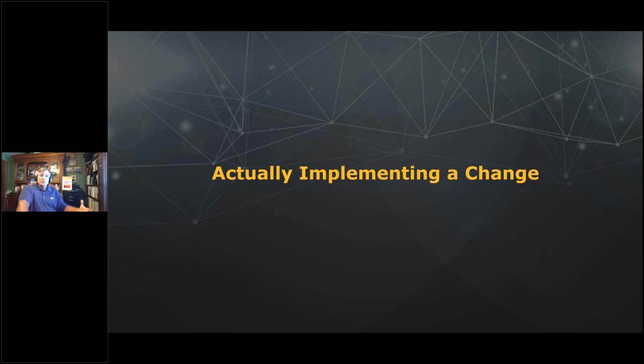Okay, so today's discussion is actually implementing a change. And this is, as we said during the introduction, a lot of times organizations are just not great at putting a change in place and maintaining it. So that's what I wanted to talk about today.